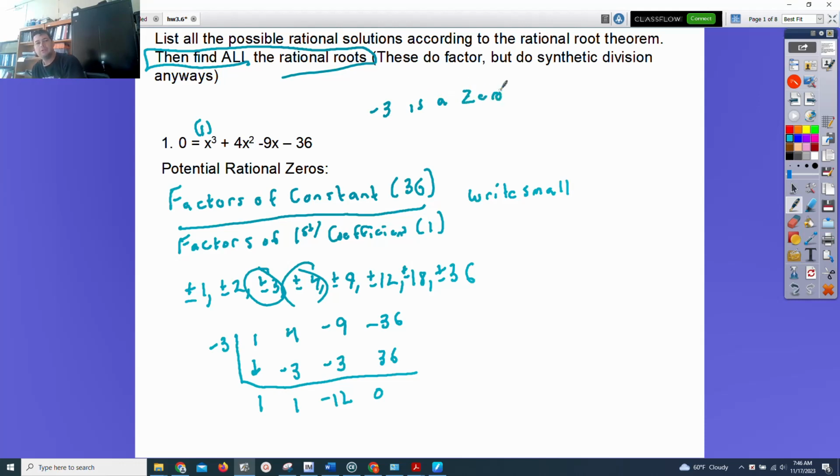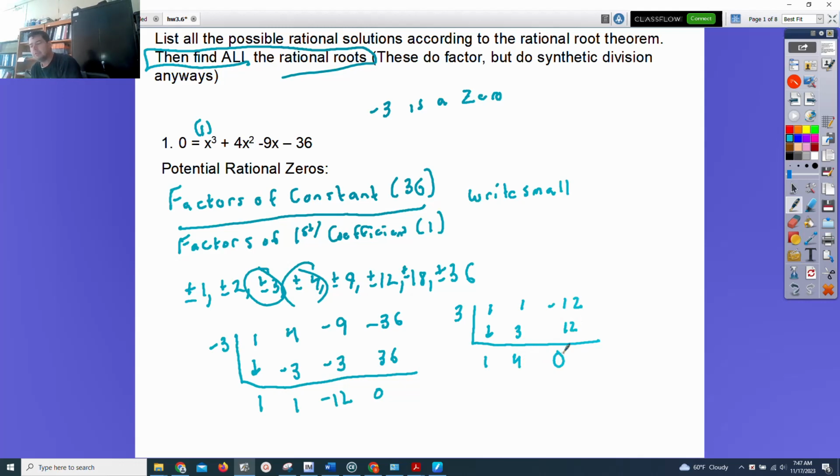Now, synthetic division can be reused over and over. If you get a zero, the next time you do it, you can use the new set if you want: 1, 1, negative 12. And this time, I'm going to pull out a positive 3. I'm going to drop the 1. 3 times 1 is 3. 1 and 3 makes 4. 3 times 4 is 12, and there's a 0.